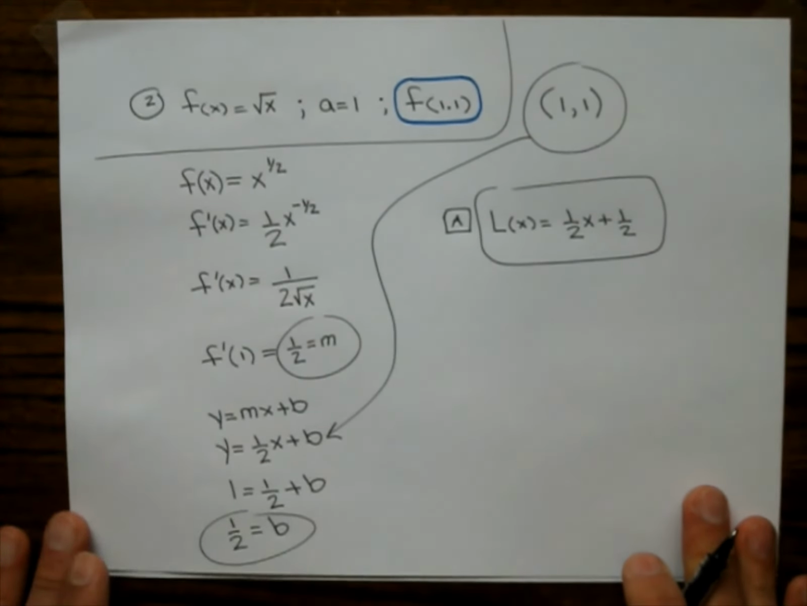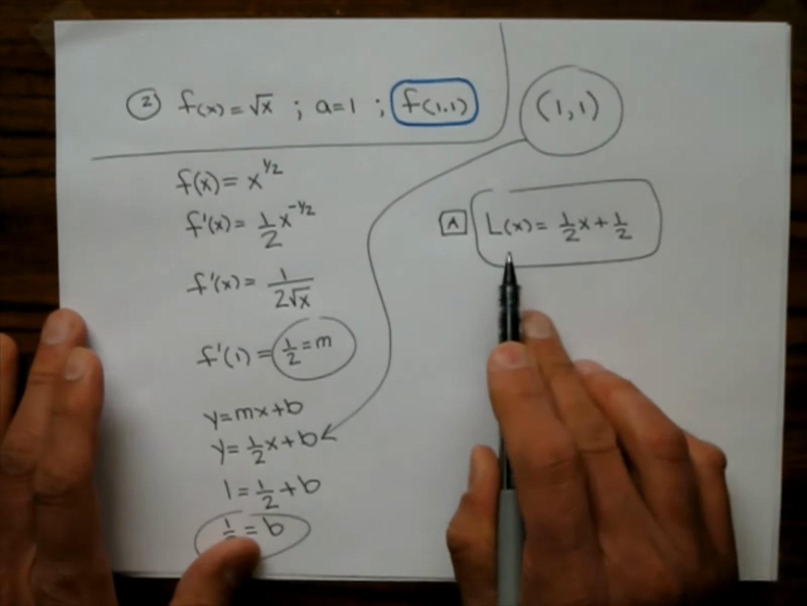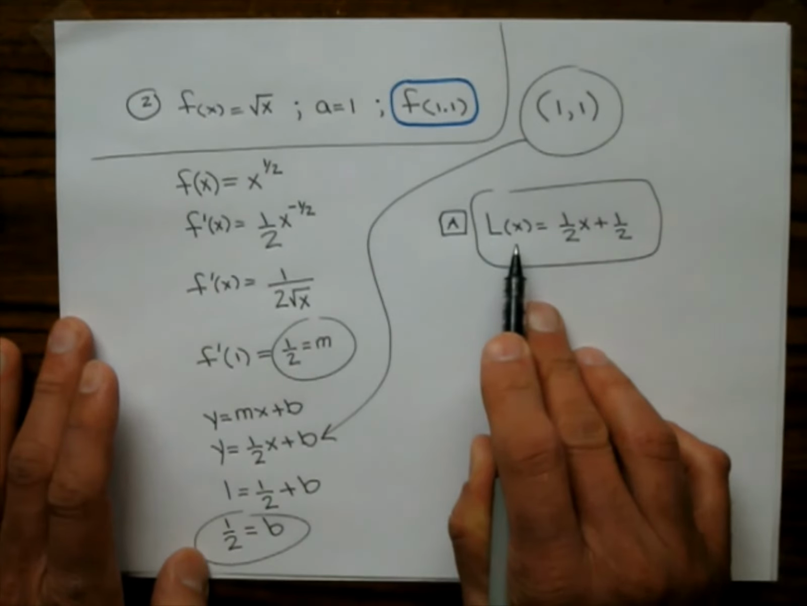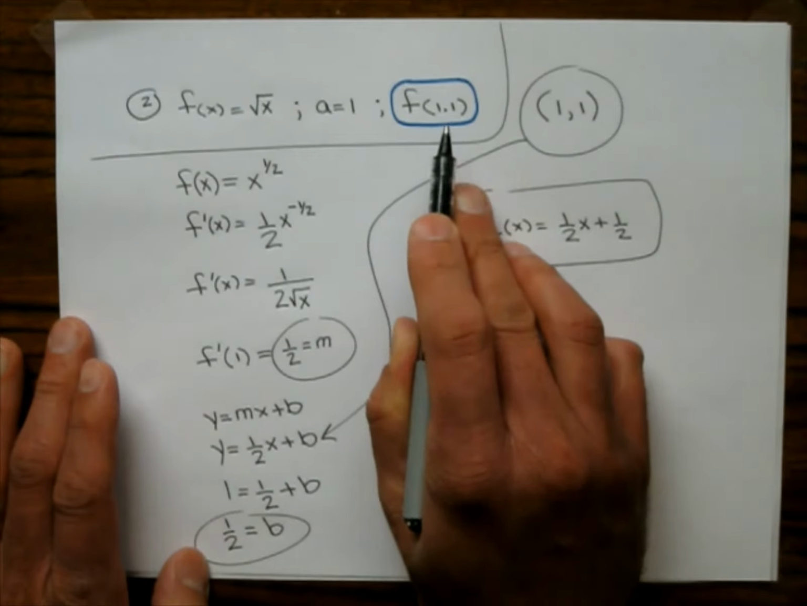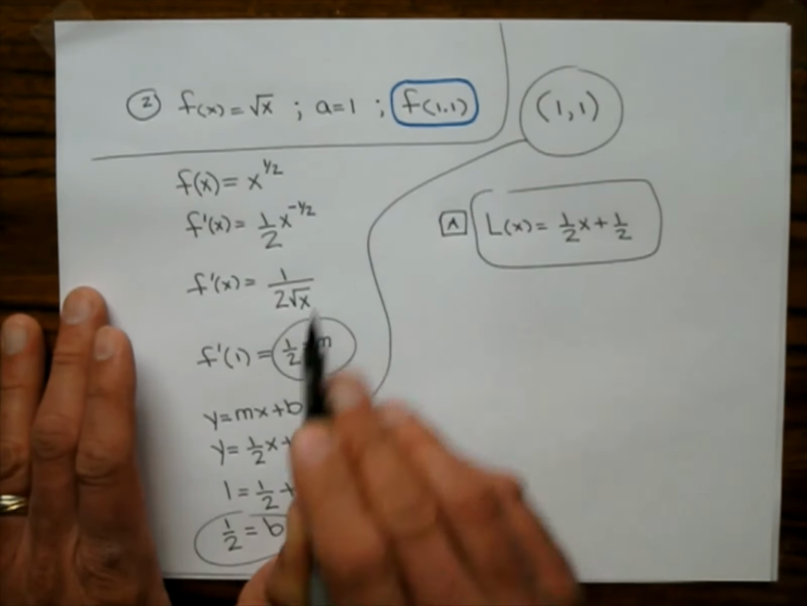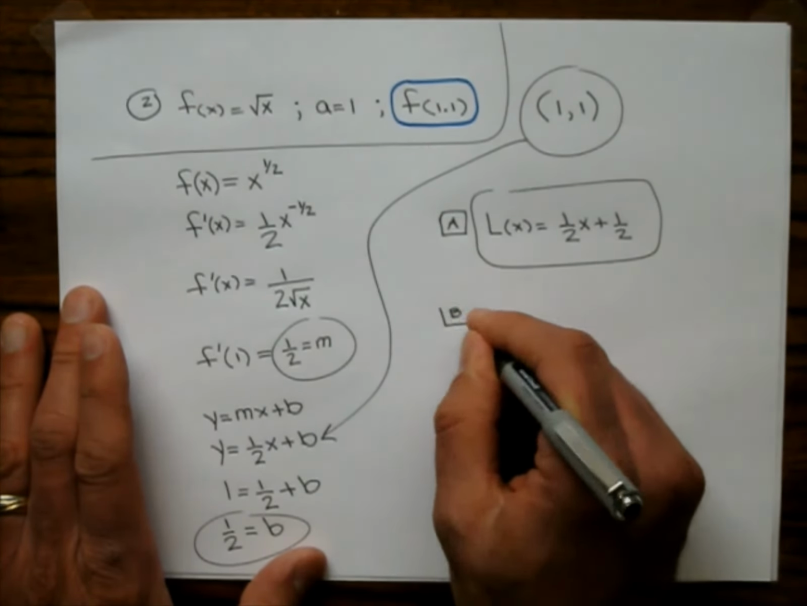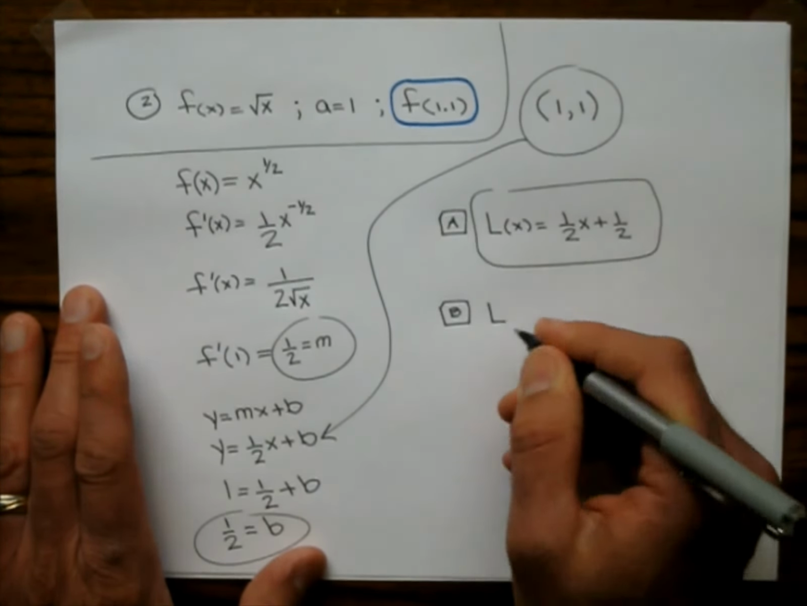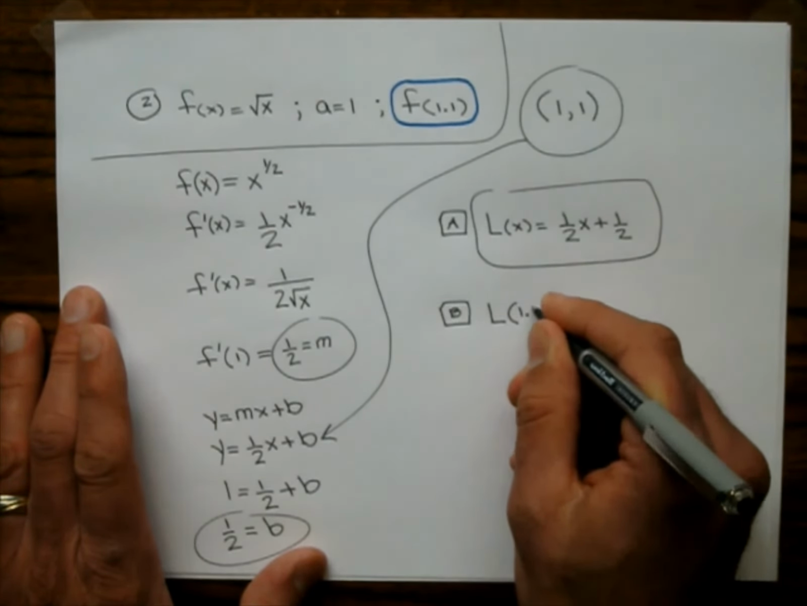This gives me a linearization. And I keep using the word linearization because I'm used to the Stewart calculus book. This gives me the linear approximation of f at 1. So that means this will do good for values that are close to 1 when you plug them into the function. And 1.1 is close to 1, so this should give me a pretty good approximation. So for part B, it asks me to find L of 1.1.